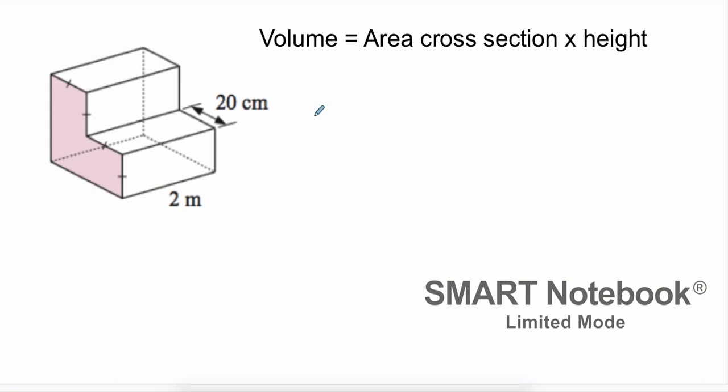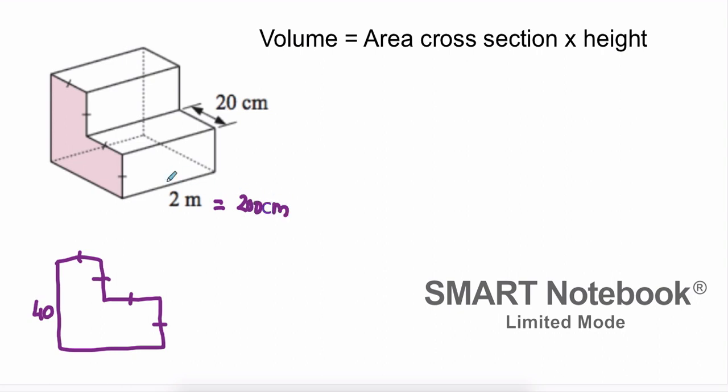Okay, so let's try this one now. We see that this length is 20, and with all these signs here, we know that all of them are 20, so obviously this side here is 40 centimeters. And the height or the length here is 2 meters. So we multiply that by 100, since 1 meter is 100 centimeters. Then we have 200 centimeters as the height or the length of the prism.